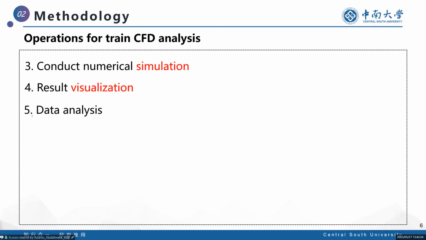Then the fifth step is to analyze the data. These can be numerical data. These data are analyzed using other software such as Excel, MATLAB, or Origin, any other data analytic software.